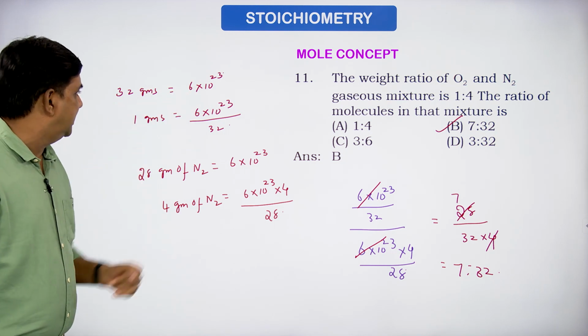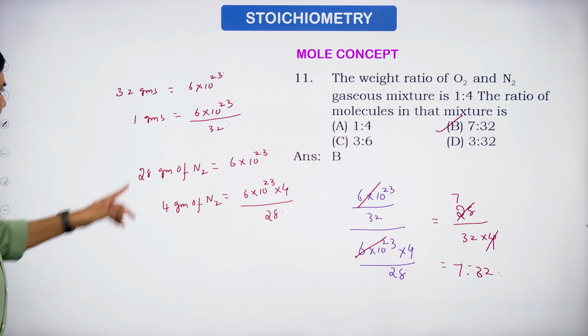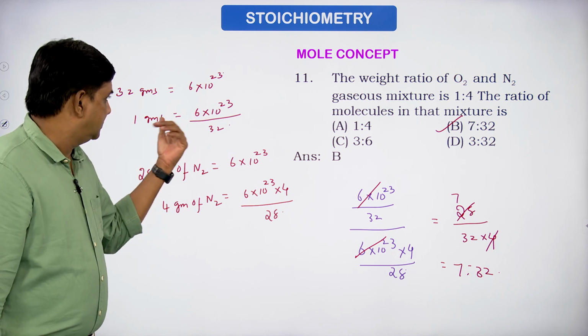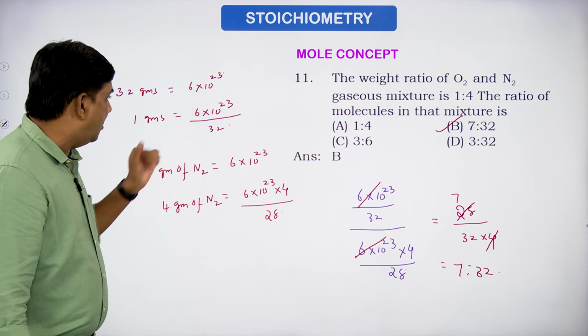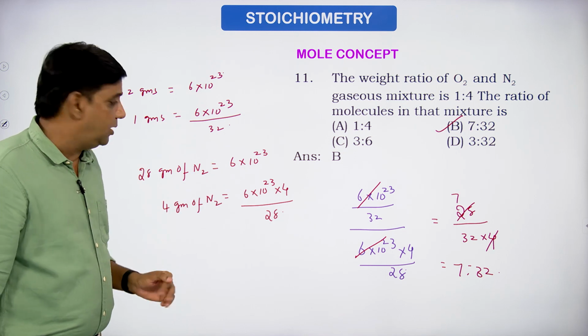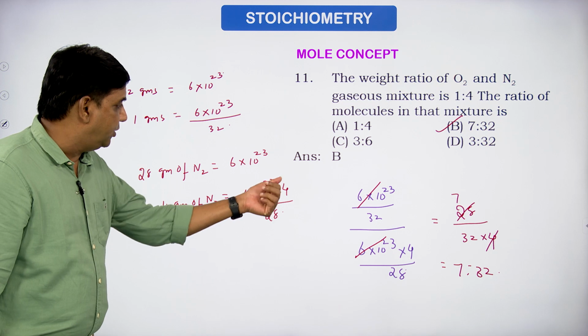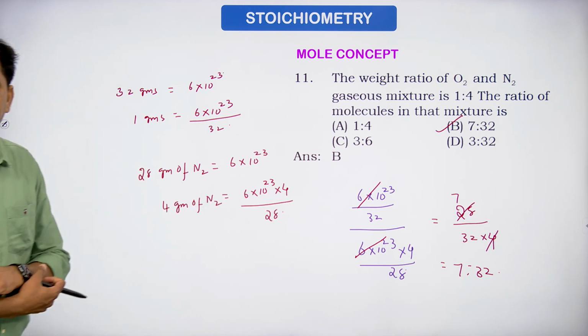See, 32 grams contains this much, 1 gram contains how much? That is 6 into 10 power 23 by 32 molecules in the oxygen. 28 grams of nitrogen contains 6 into 10 power 23 molecules. 4 grams of nitrogen contains how much? 6 into 10 power 23 into 4 by 28. Take the ratio of these two. You will get the answer 7 is to 32.